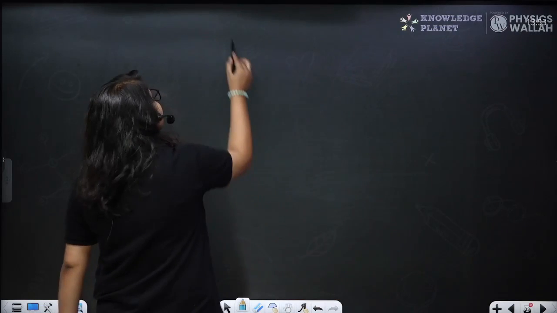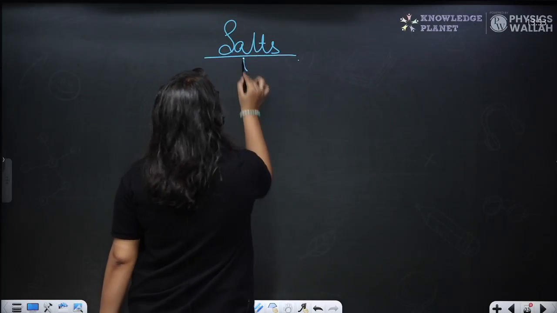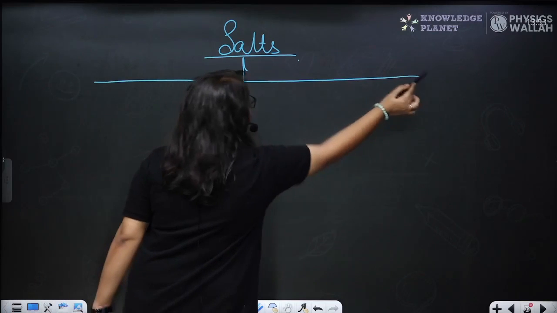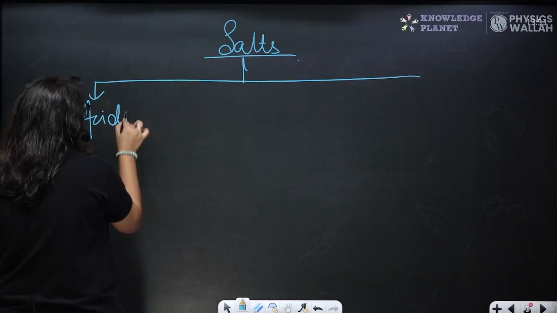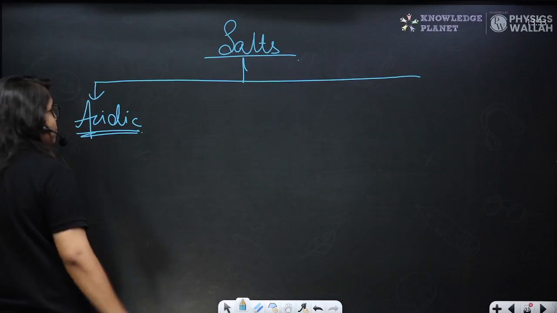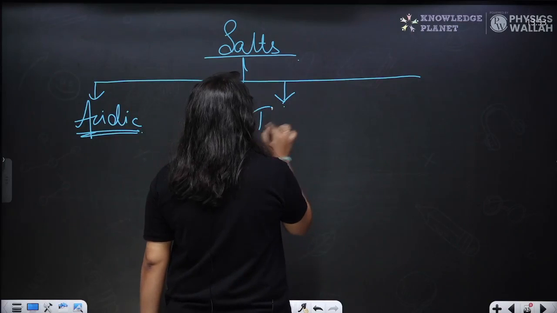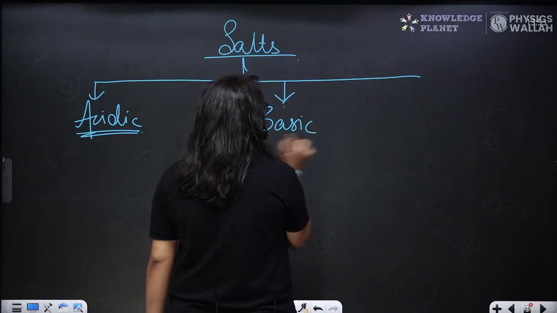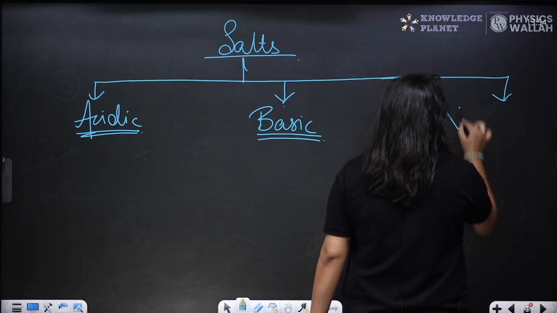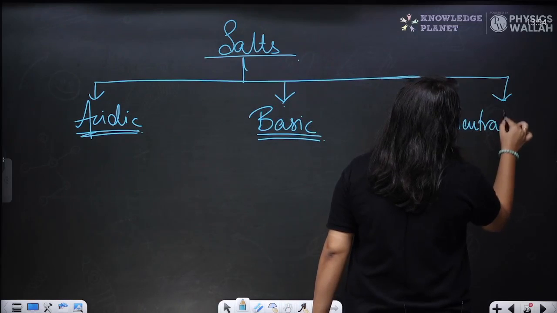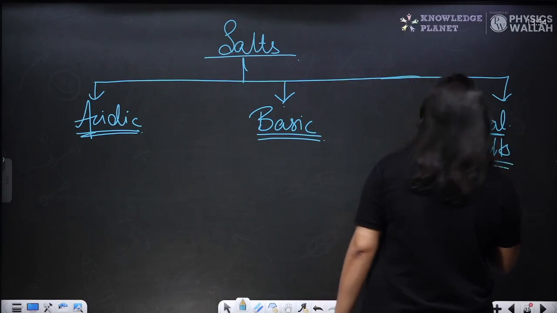I want you to understand that salts are again of three types. The first one is an acidic salt. Acidic salt? Ma'am, but salts are formed upon neutralization. Don't you worry, I'll help you understand about them. Then we will talk about basic salts. And finally, we will talk about neutral salts. Now, what is it with acidic salts?